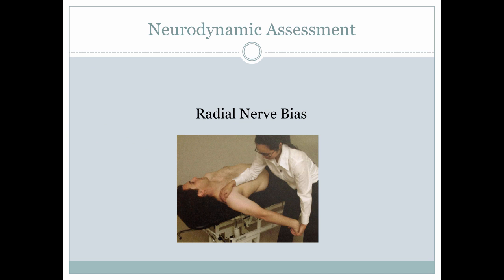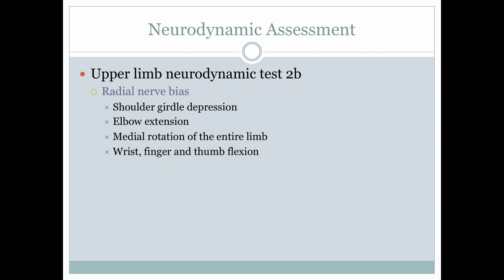So moving on to the radial nerve, you can see the test procedure there with the radial nerve bias: shoulder girdle depression, elbow extension, medial rotation of the entire limb, and then wrist, finger, and thumb flexion.